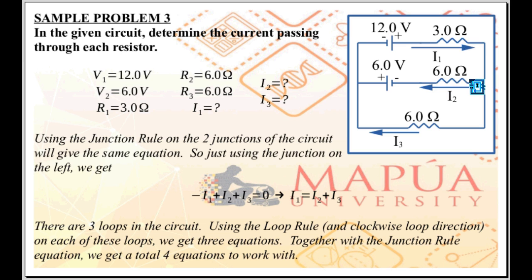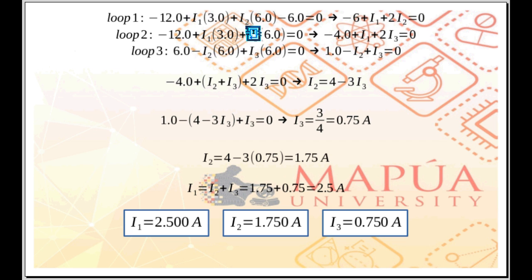Next, the loop passes through the 6 ohm resistor. The loop is heading to the left. The current is heading to the left as well. So the voltage across 6 ohms is I2 times 6 ohms, IR. Same direction, the loop and the current. So that's plus I2 times 6 ohms.